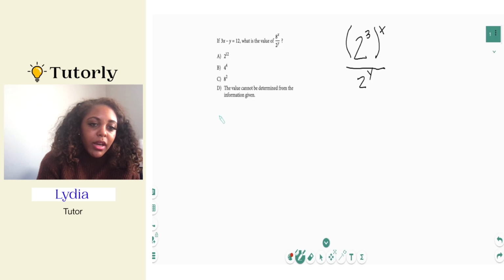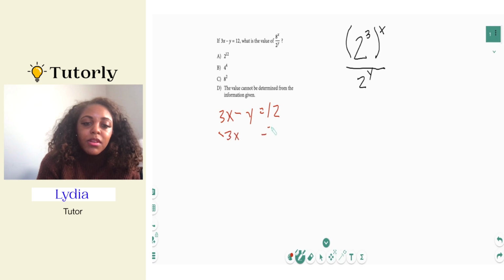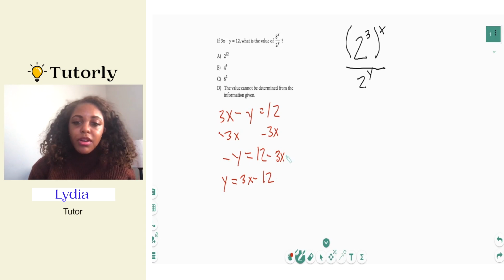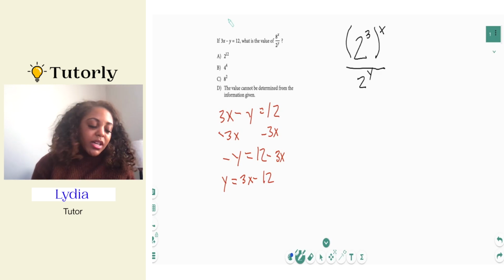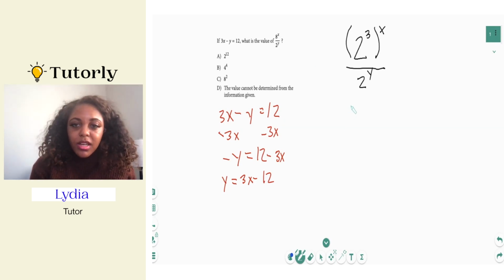We have 3x minus y equals 12. We're going to subtract 3x on both sides. So then we get negative y equals 12 minus 3x, which would mean that y equals 3x minus 12. And now that we've solved that, we're going to plug that into the simplified fraction that we have. So instead of writing y, we'll write 2 to the power of 3x minus 12.